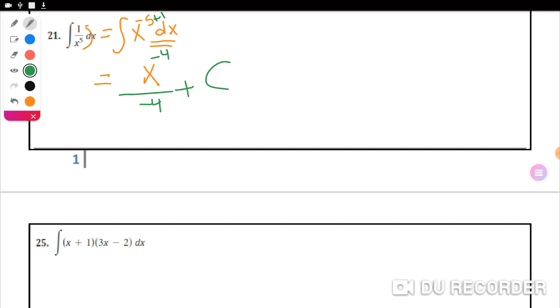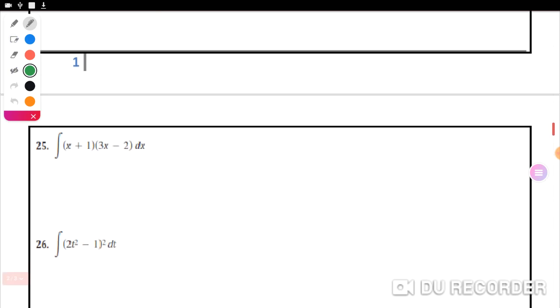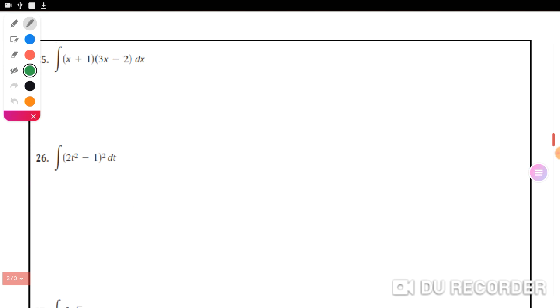How to check is so easy. I just differentiate in the same way. I know you understand how to check. Check for yourself. Okay, look here for these examples.